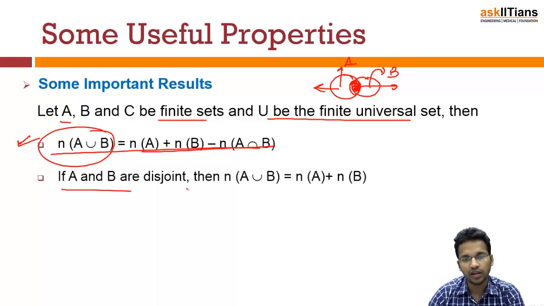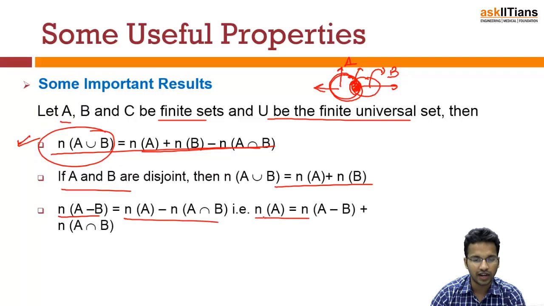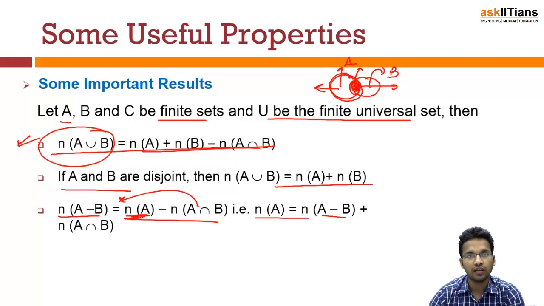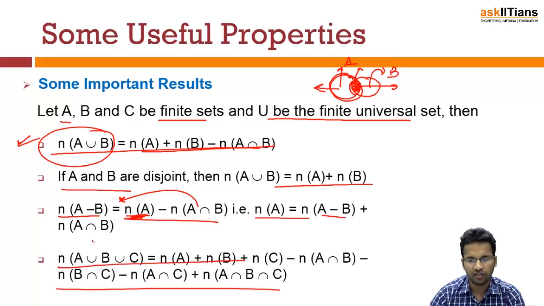Now if A and B are disjoint, meaning their intersection is empty, then you can straight away write this one. That is a direct interpretation. Now A minus B can be written as A minus the intersection of A and B. I explained these properties after the Venn diagram, so they are now easily understandable. Similarly, you can write this one as A minus B. So the number of elements in A is the number of elements only in A plus the number of elements in the intersection of A and B. This is a very useful property again for triplets.